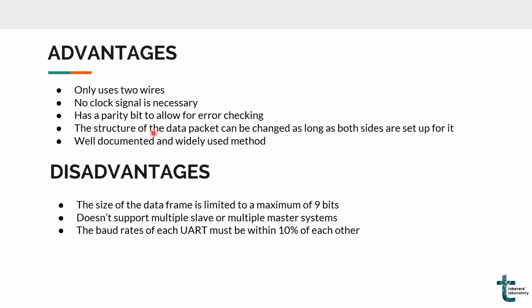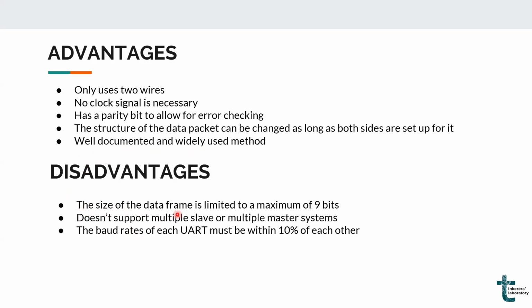The structure of the data packet can be changed from both sides, and it is well documented and widely used. It was earlier used in printers, before the prevalence of USB. It was used for printers, scanners, and all kinds of peripherals that we connect to computers. So it was a very heavy port, not as compact as the USB mini or the USB-C we use these days.